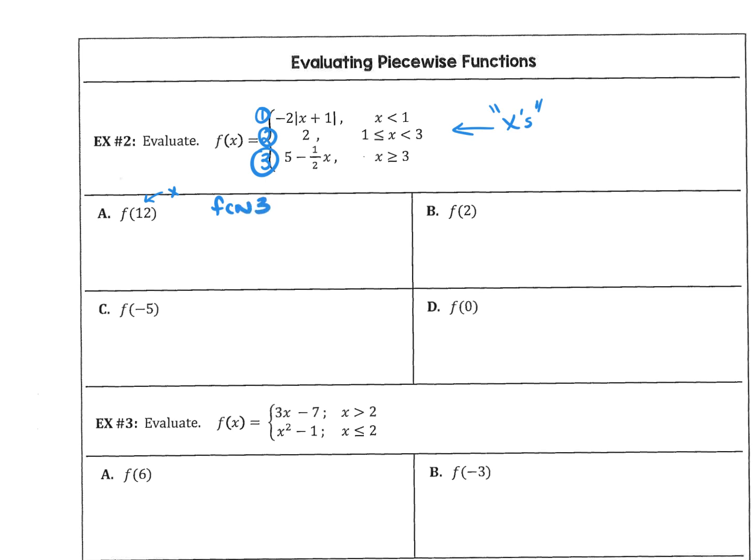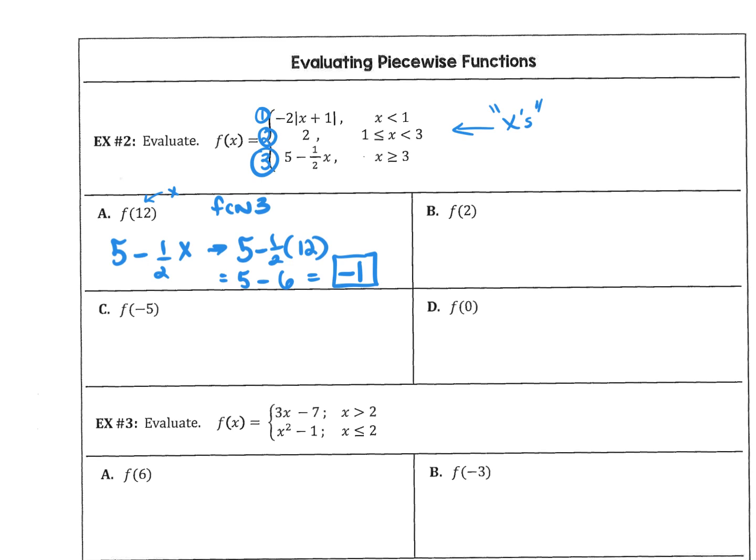So we're going to plug into function 3. That's going to become 5 minus 1/2 times 12, which is what? 5 minus half of 12 is 6, right? So what is 5 minus 6? -1. So the answer is -1. Okay? So B, f of 2.